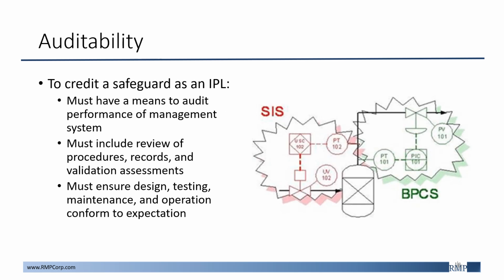Auditability is another important attribute when considering IPLs. So this could include the ability of an organization to inspect procedures, records, previous validation assessments, and other documented information to ensure that design, testing, maintenance, and operation continue to conform to whatever expectations are established at your facility. To ensure this, it is important that there exists a means to audit performance of a management system related to your IPLs. It is imperative to the success of an IPL that the maintenance system, procedures, and operator training are all regularly inspected to maintain proof of risk reduction and credibility of your IPL.